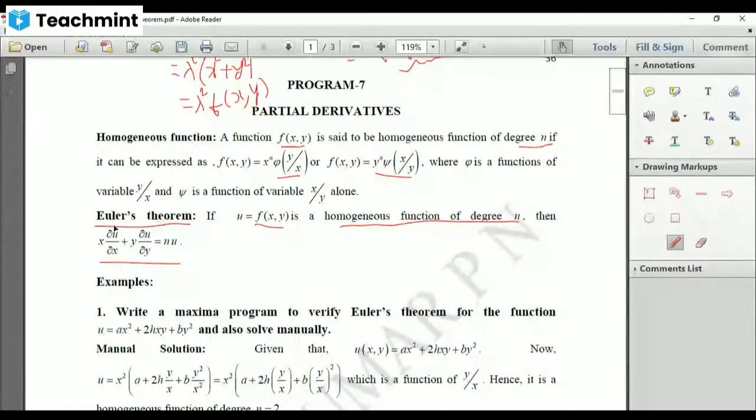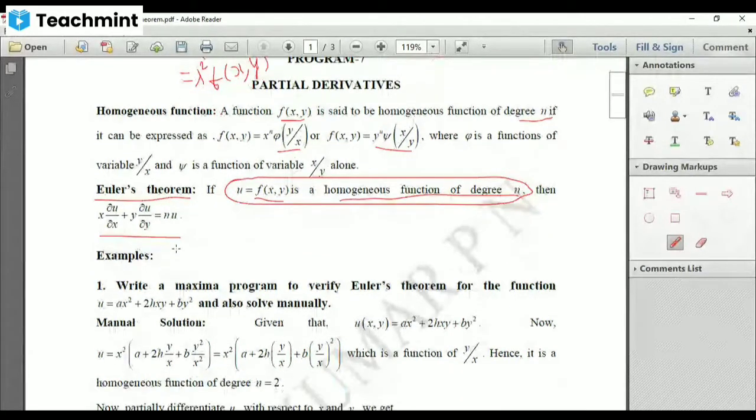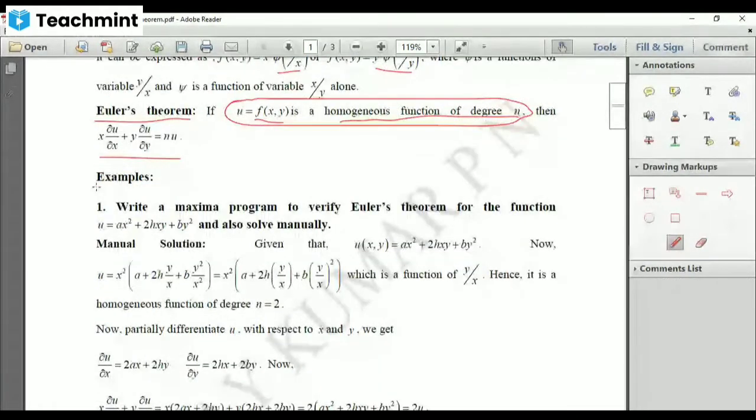Remember, Euler's theorem is true if u is a homogeneous function. So for all homogeneous functions, this is applicable. x into partial derivative of u with respect to x plus y into partial derivative of u with respect to y is equal to degree of the function into u, right? So you have to remember, you can apply Euler's theorem only if that function is a homogeneous function of some degree. Okay, all right, let's see some examples.